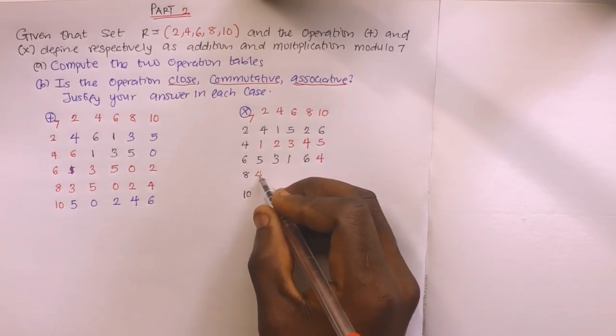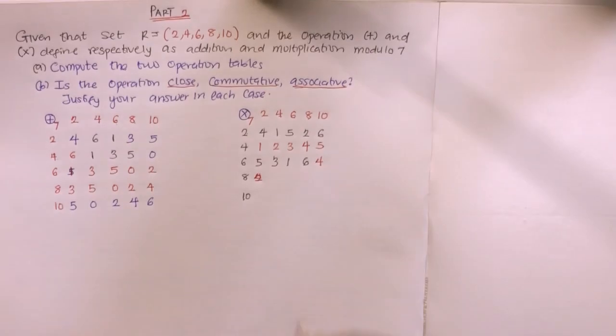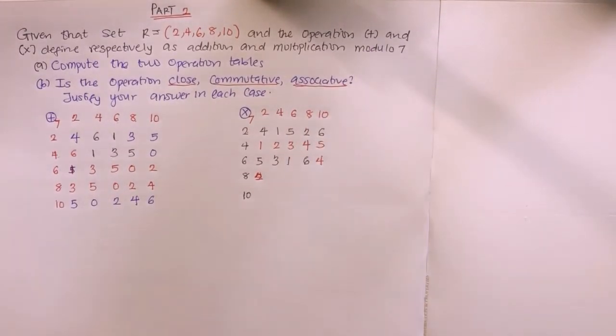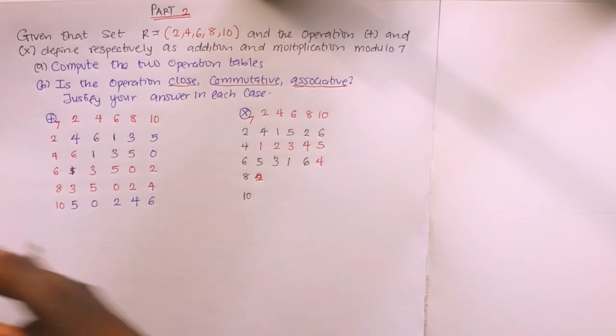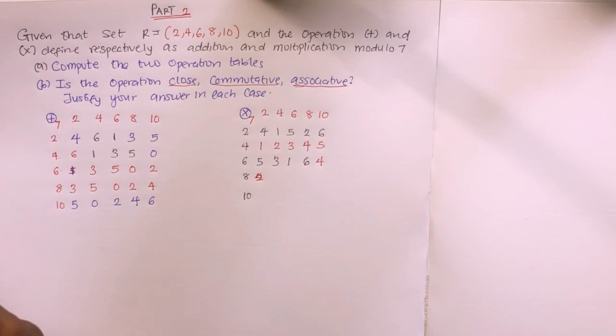8 star 2 is 16. 8 star 4 is what? 8 star 4, we are having 32. And with 32 we should have our 28, because 7 times 4 is 28.